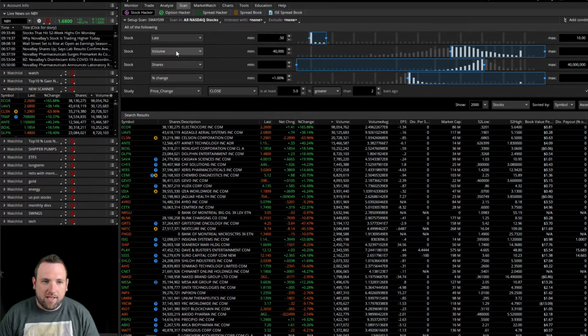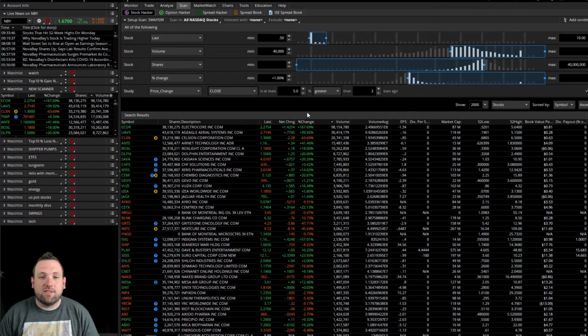So you still have the last, volume, and shares filters, and then you add stock percent change. You add it the same way you would add stock or any of these other filters, it's just percent change under there, and then you put in your percent change. And this last one is a study. So when you go to add filter, you would click on study instead of stock to get this last one. And then price change, close, and all these numbers.